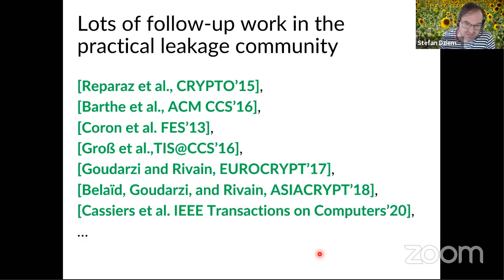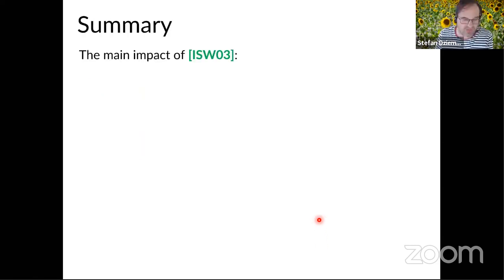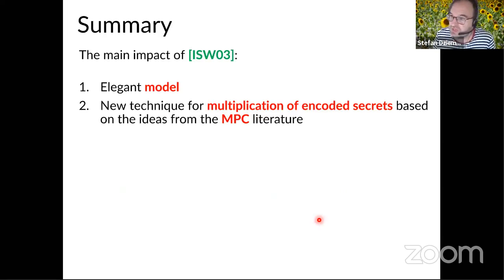The main thing, as I was told by my practitioner friends, is that these values like t's or m's are very small. It's like 2 and 3 or something like this in real life because people don't want to pay for more gates. Okay. So what is the summary of the impact of ISW? It provided a very elegant model. It introduced a new technique for the multiplication of secrets encoded with Shamir secret sharing. And it was based on the previous ideas from the MPC literature.